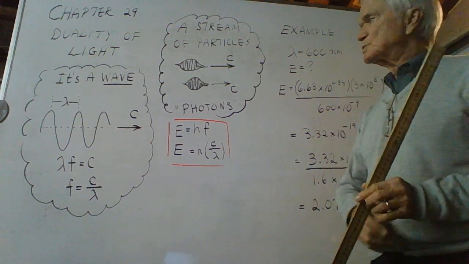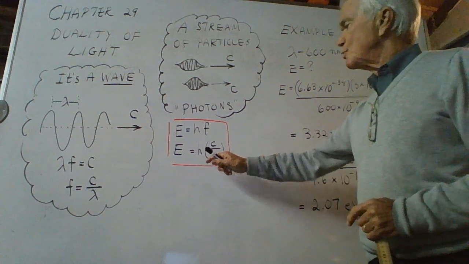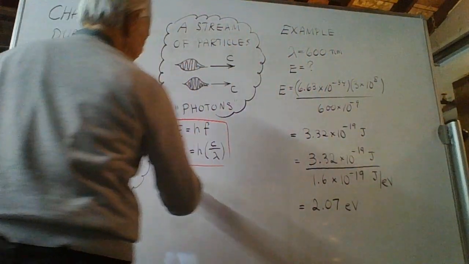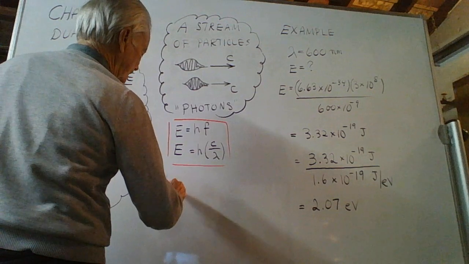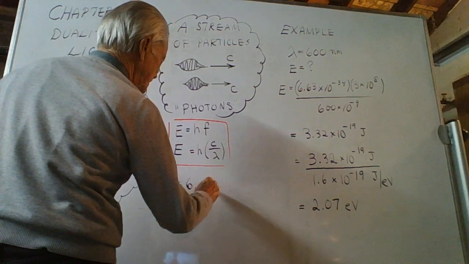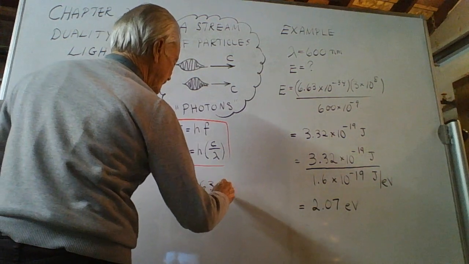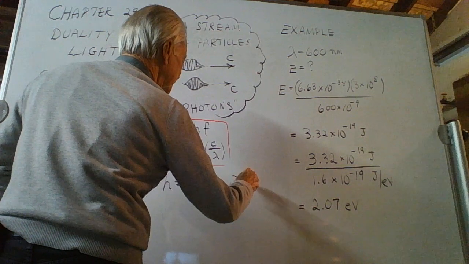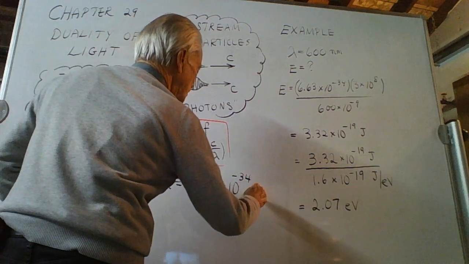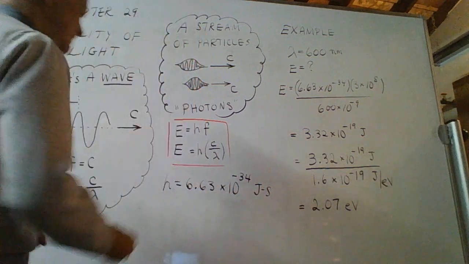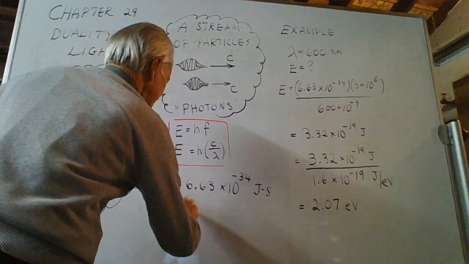Let me write down the expression for that quantity h. It's called Planck's constant. h is equal to 6.63 times 10 to the negative 34 joule seconds. Planck's constant.